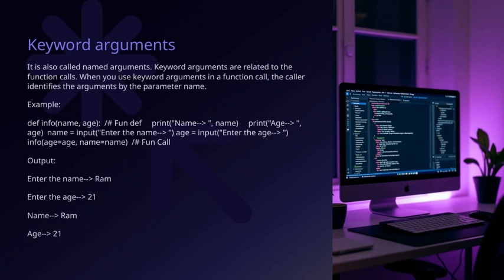So remember, keyword arguments help you identify arguments by their parameter names during function calls, making your code more explicit and easier to follow. This is a powerful feature that enhances clarity and flexibility in your programming.